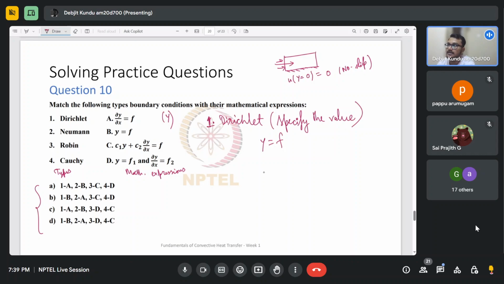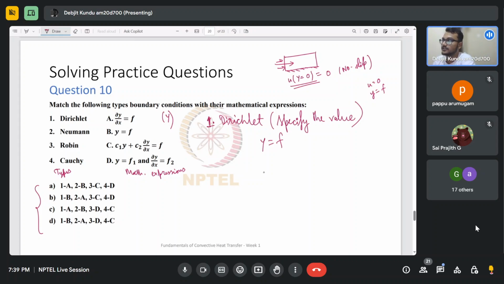Here what I am doing is I am specifying the value. Here you can compare, right? U equal to 0 with y equal to f. That is the Dirichlet condition where we are specifying the value exactly. Similarly, it's not that it has to be a constant. It can be something else as well.